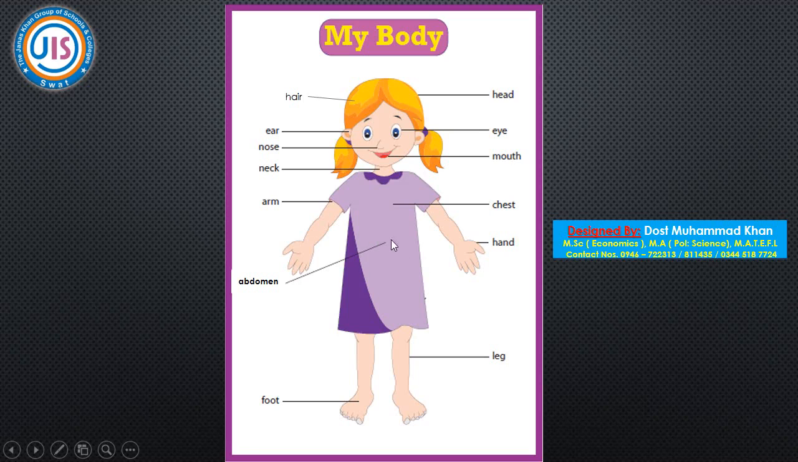And this is abdomen. This is abdomen. All the food which we take through mouth goes inside the abdomen. This is abdomen. This is leg. We have two legs. Saqib has two legs. Leg one, leg two. Foot.